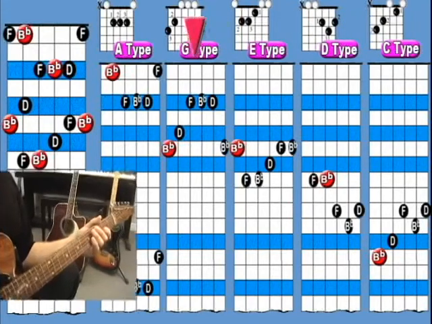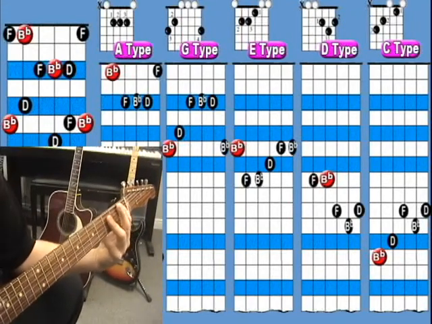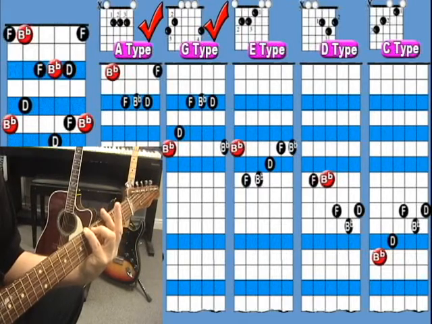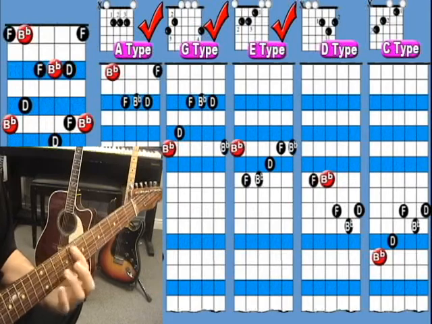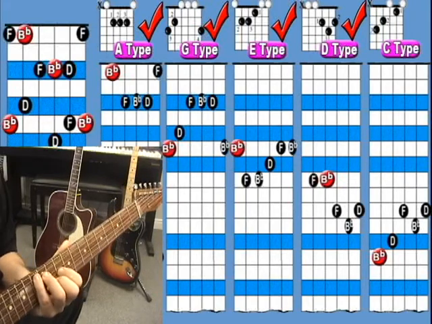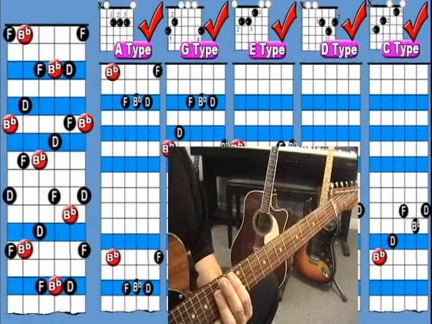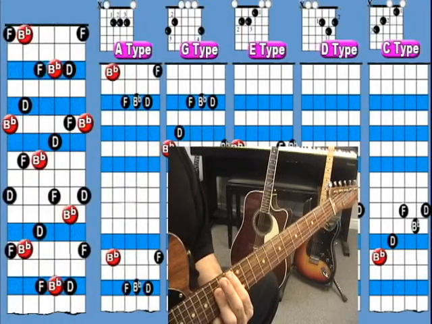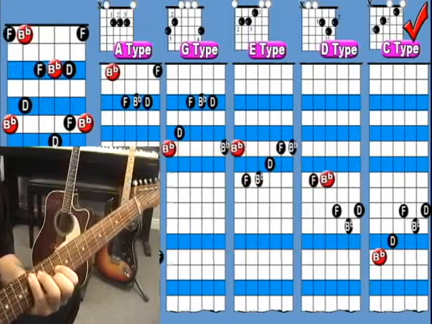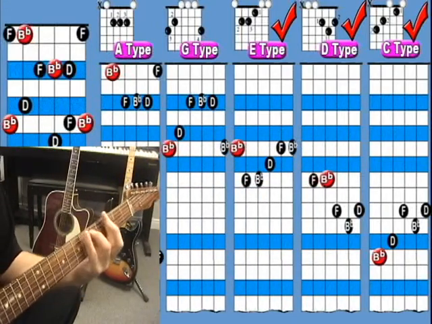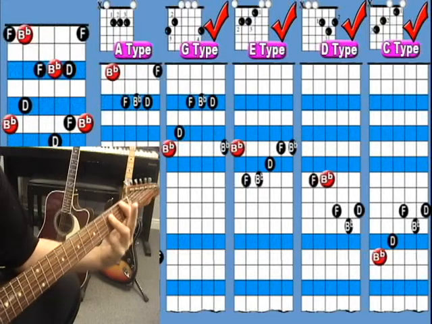Once again, your practicing should look like this: A type, G type, E type, D type, C type, A type, full circle 1 octave, in reverse, A type, C type, D type, E type, G type, A type.